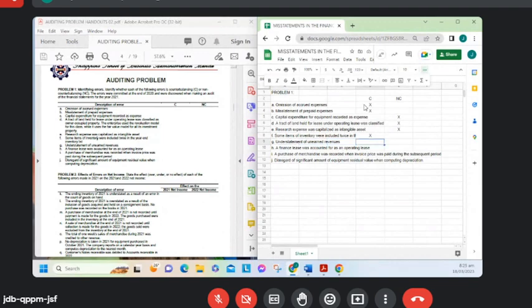Okay, letter G, understatement of unearned revenues. This is similar in nature to the accrued expenses and prepaid expenses. This understatement of unearned revenues means there's an overstatement in revenue. Let's say, for example, an advance payment from the customers for a future service should be recorded as unearned revenues, but what the company did is they recognized it as revenue. So it means there's an overstatement in revenue.